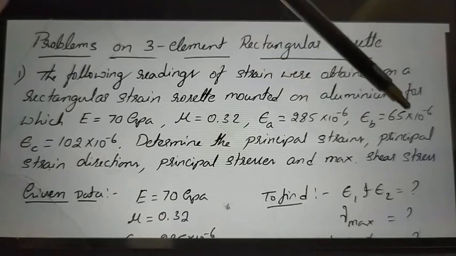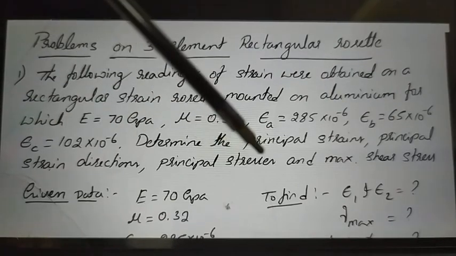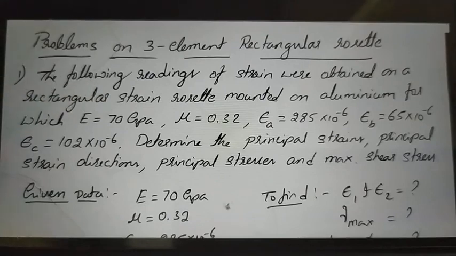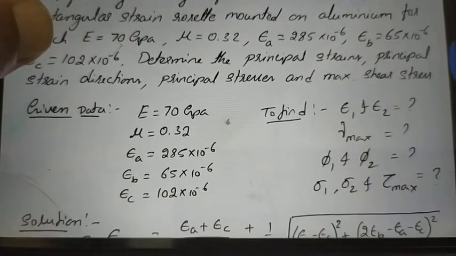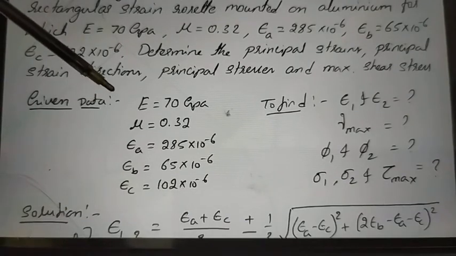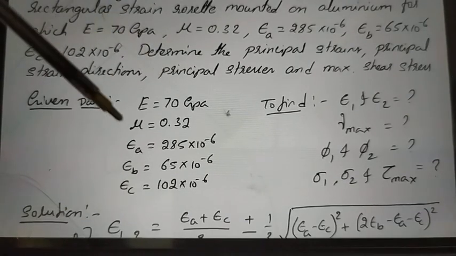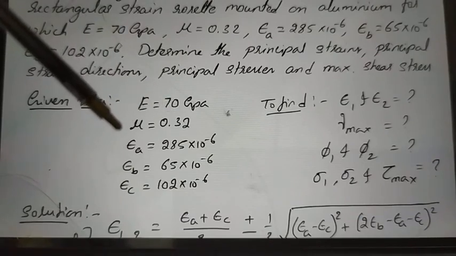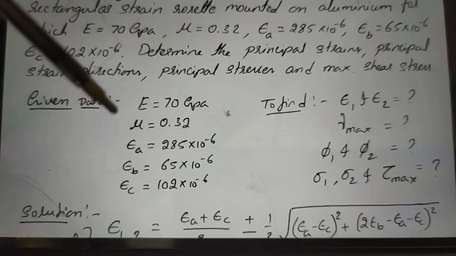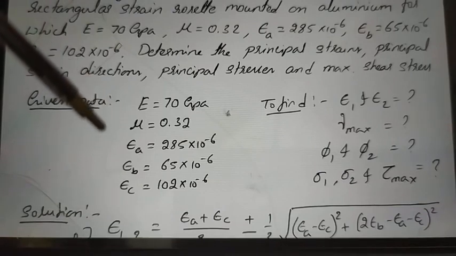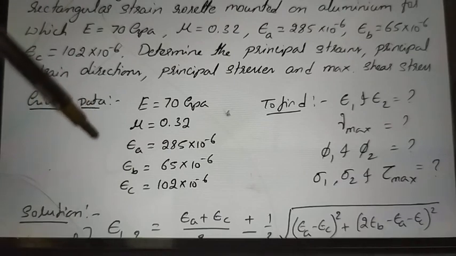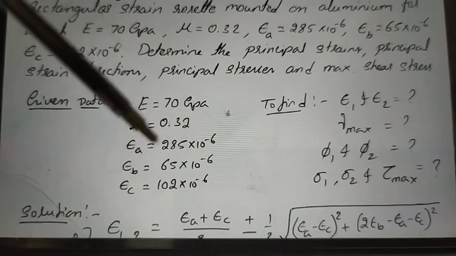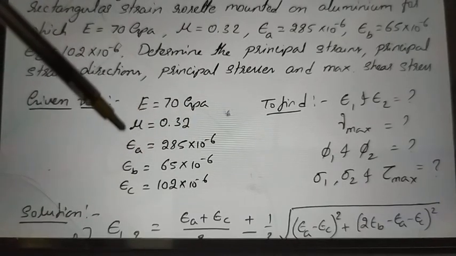Determine the principal strains, principal strain directions, principal stresses, and maximum shear stress. So these are the things you have to determine. These are the given data: the Young's modulus is 70 GPa, and nu, the Poisson's ratio, is 0.32. Epsilon is the measured strain. If you are conducting three element rectangular rosette measurements, you have a measuring meter, and whatever strain is obtained from the strain gauges, it shows the value. Those values are given: epsilon A, epsilon B, and epsilon C.